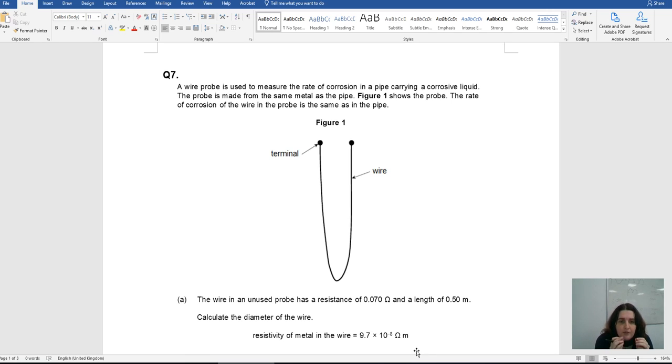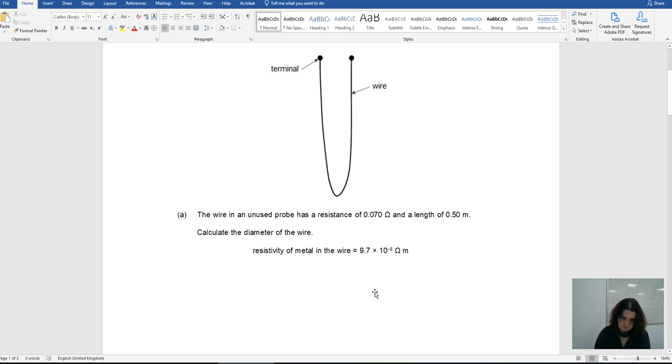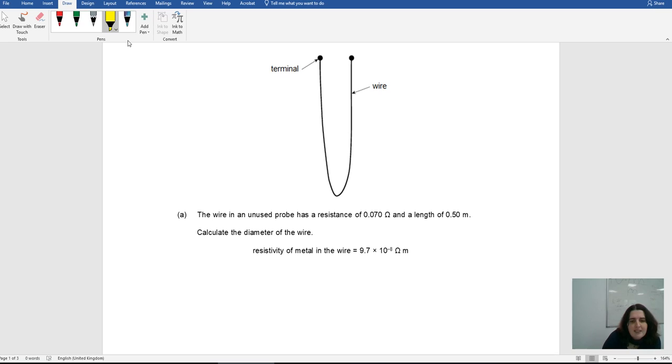So what I've got here is a wire probe that is used to measure the rate of corrosion of a pipe carrying a corrosive liquid. The probe is made from the same metal as the pipe, and figure 1 shows the probe. The wire is an unused probe and has a resistance of 0.0070 and a length of 0.5. Calculate the diameter of the wire based on its resistivity.